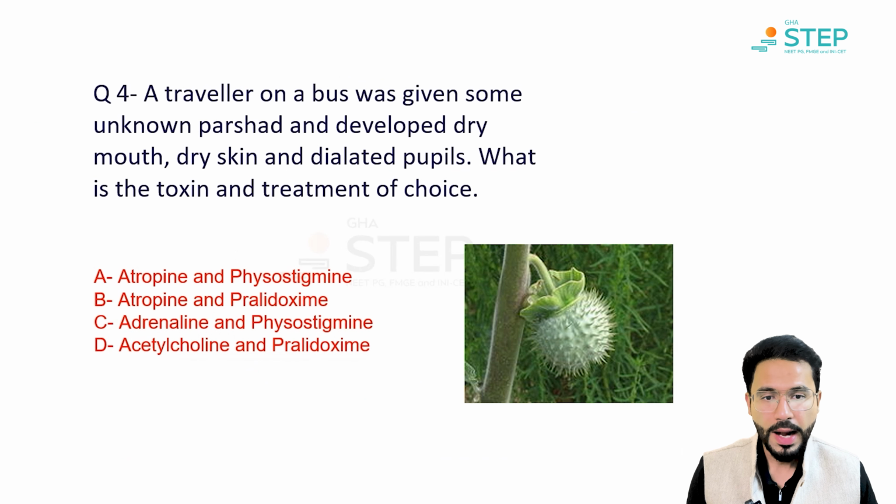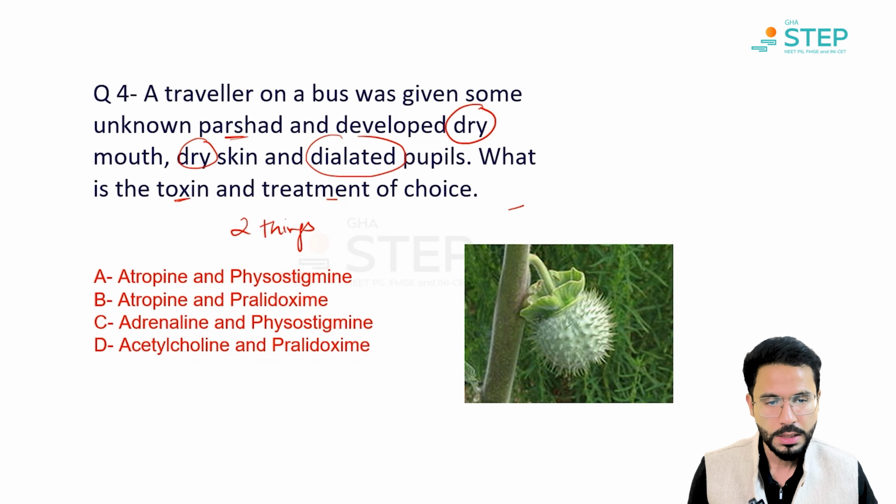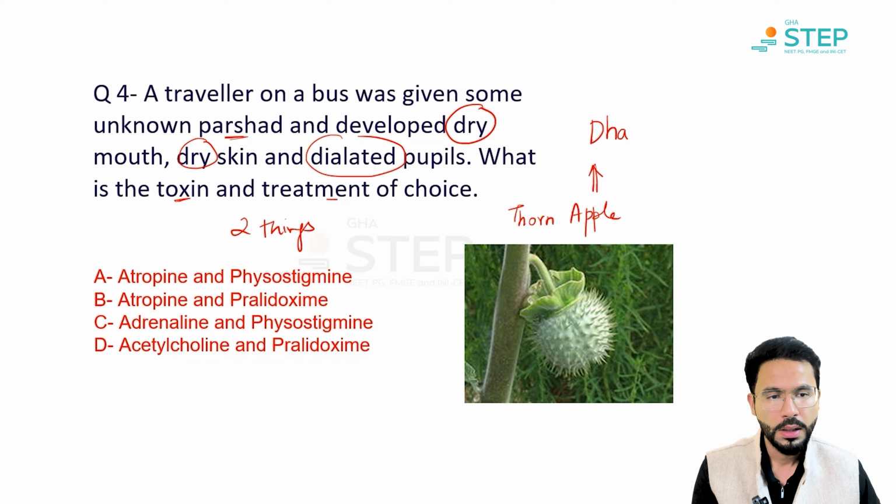Next question. A traveler on a bus was given some unknown prasad and developed dry mouth, dry skin, and dilated pupils. What is the toxin and treatment? So, two things are asked here, but the two things are linked because they're talking about dry mouth, dry skin, and dilated pupils. Okay, so what is the toxin? You look at this plant, the image given to you. What is this image? This is known as a thorn apple, which means that this is a Datura fruit.